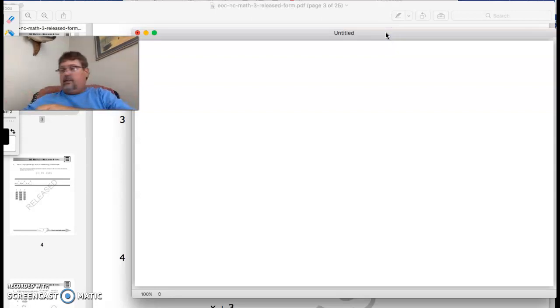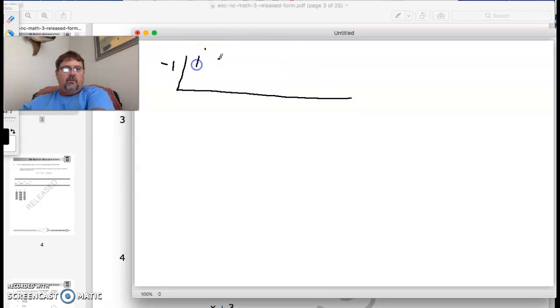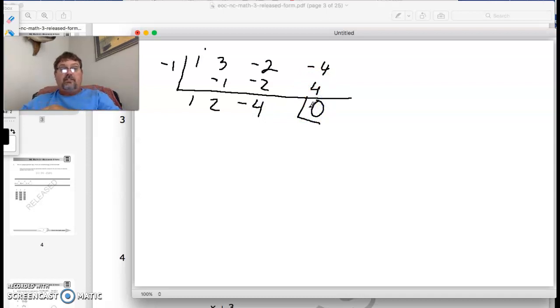So we're going to divide. And we know this is a 0, so we're not changing any signs. So we're using -1. And we're going to divide that into this polynomial with the coefficients of 1, 3, -2, and -4. And if you remember how this works, you bring this one down and multiply, add, multiply, add, multiply. There's that remainder. It better be 0 because they told me this is a 0, right?